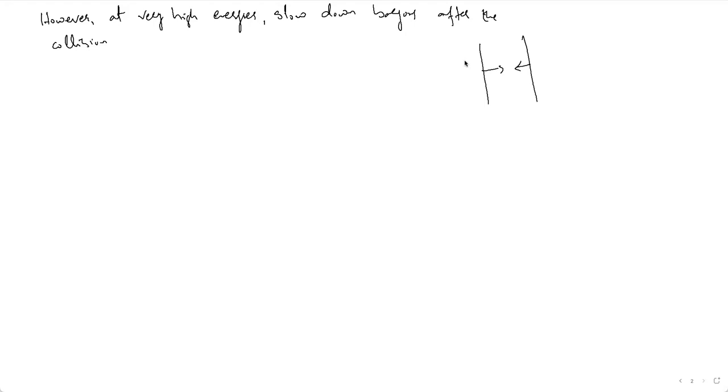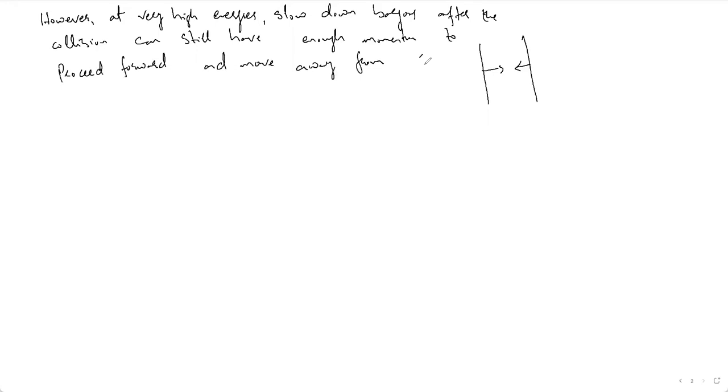But in certain cases, we have very high energies. The slowed down baryons, after the collision, still have some momentum. They have that much momentum after the collision; let me represent it by a figure. However, at very high energies, these baryons after the collision can still have enough momentum to proceed forward and move away from the region of collision, as I will represent in figure B.